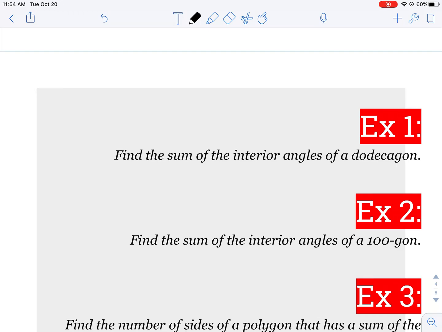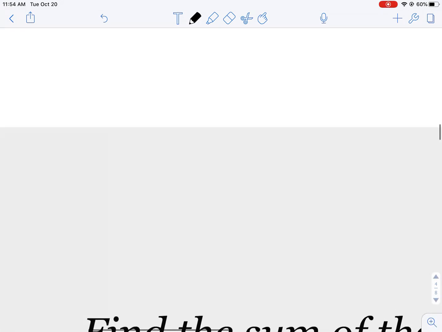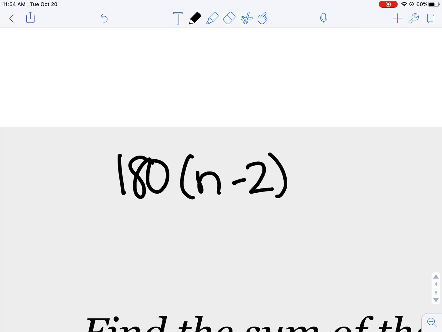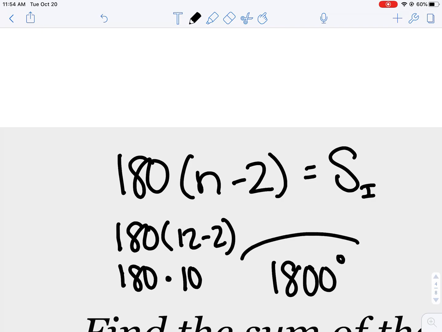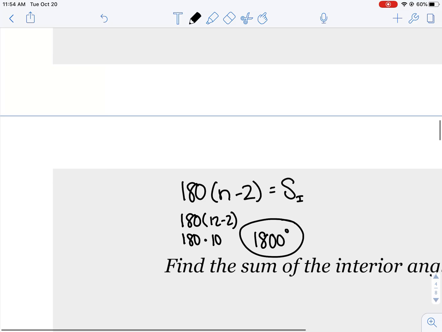So we're going to practice this a little bit. I'm asked to find the sum of the interior angles of a dodecagon. My dodecagon has 12 sides. So I'm taking my 180 times n minus 2 equals the sum of the interior angles, and I'm putting 12 in for n. So I'm going to have 180 times 12 minus 2, which is 180 times 10. So my final answer is 1,800 degrees.